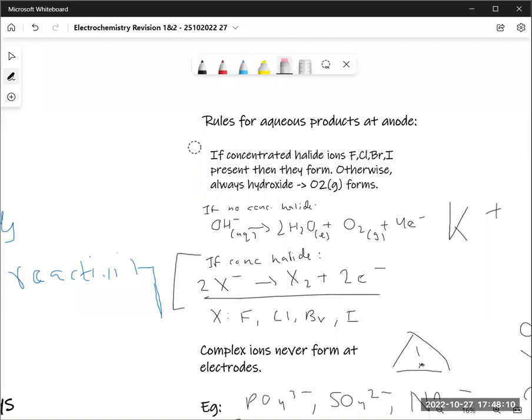Yes, sir. Read the rule for aqueous products at the anode. If concentrated halide ions are present, such as F, Cl, Br, then they form. Otherwise, always hydroxide forms and gives O2 gas. All right. Now, can someone explain what that means? Lula, what does that mean?